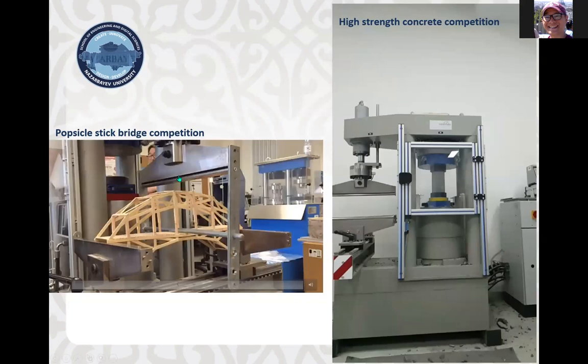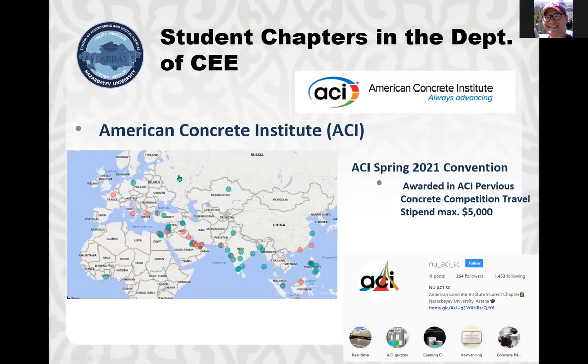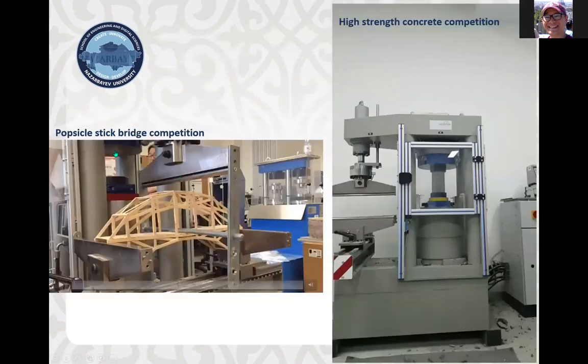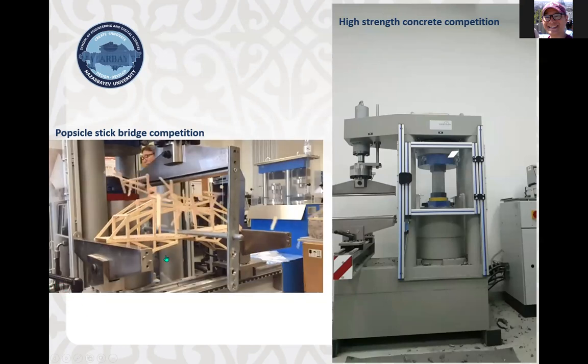For example, one of the ACI student chapter activities is the popsicle stick bridge competition. Using popsicle sticks, students build bridges, and then we test how strong the bridge is. You can see we are testing in our lab, and how much load the bridge is supporting.